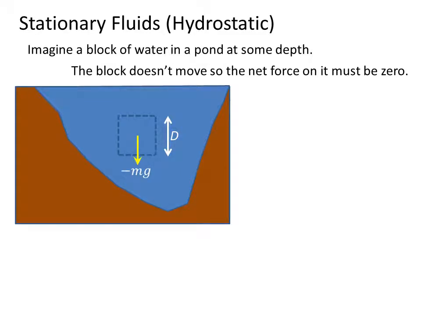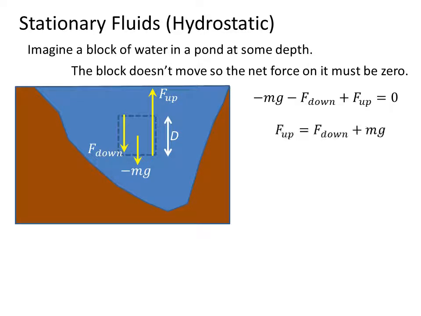The block of water has a weight, so it has a force downward of minus mg. And then there's also a force downward due to the mass of water above it, or the pressure pushing down on the block. That's F down. And then there's the force due to the water underneath the block. The pressure from that water pushes upward. And that gives you F up, and since it's not moving, the sum has to be equal to 0.